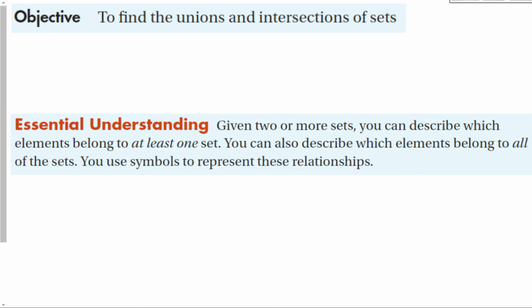So our objective for this section is to find the union and the intersection of different sets. And our essential understanding is that given two or more sets, you can describe which elements belong to at least one set. You can also describe which elements belong to all of the sets. And we can use different symbols to represent this relationship.